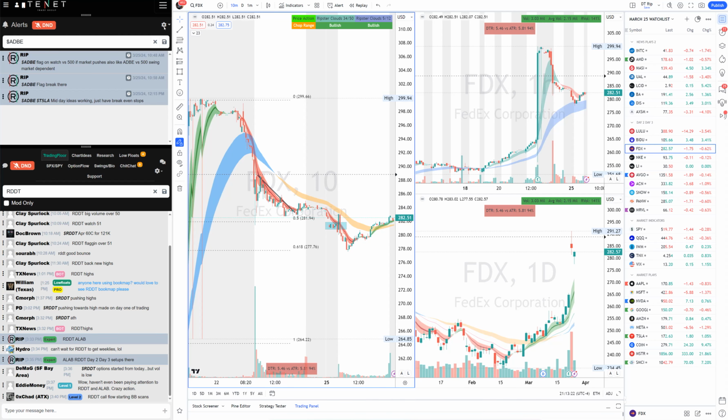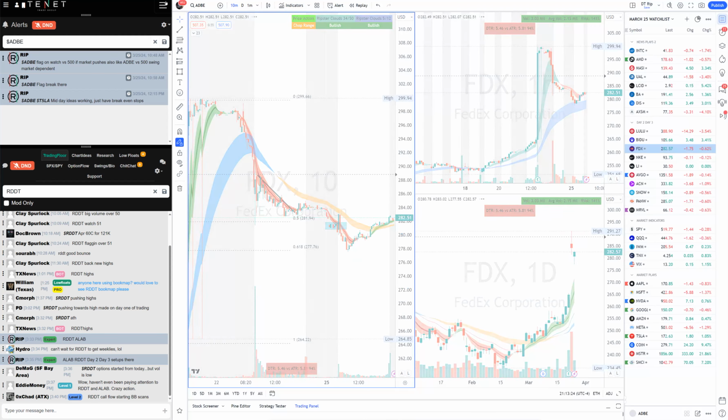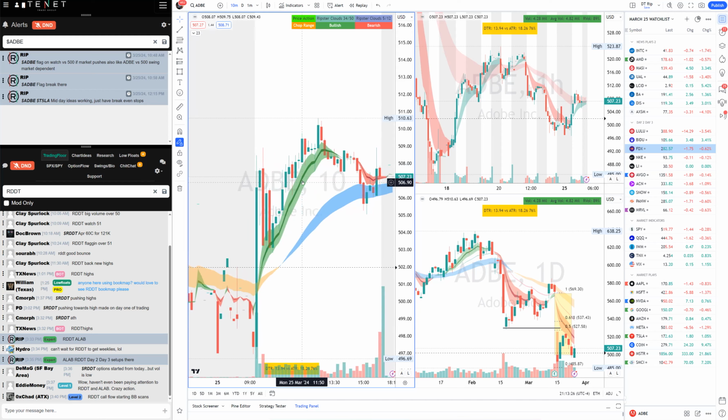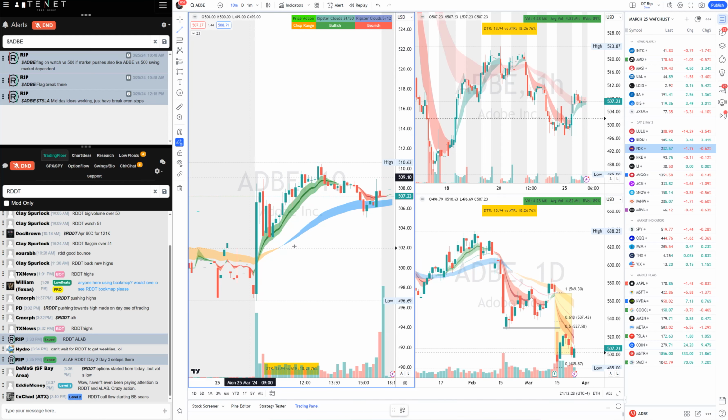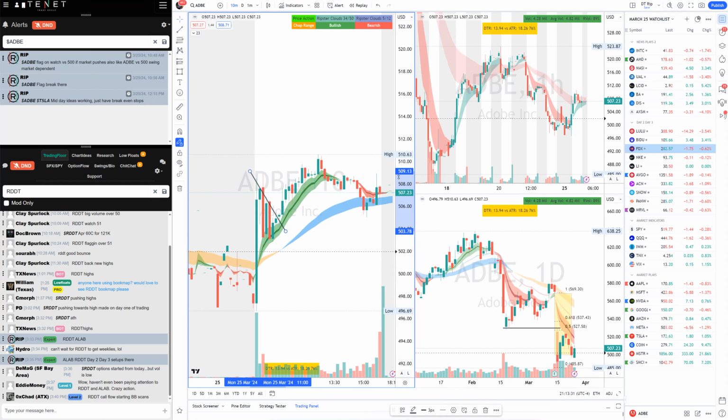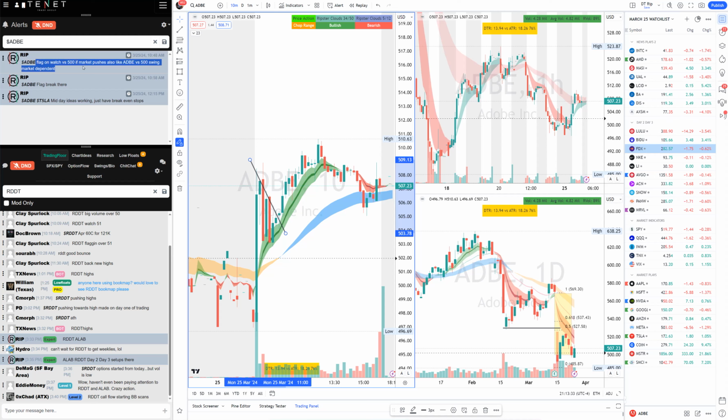Another two I'm going to just discuss are our midday setups. Adobe was a midday flag breakout idea, so I can show you guys here. This was the flag that Adobe was making in the middle of the day. I said flag, watch versus 500, right? So you can risk that.